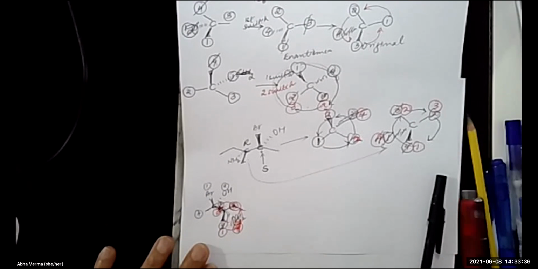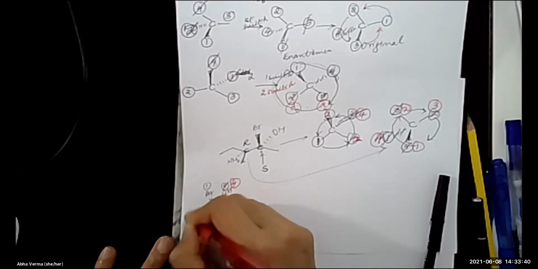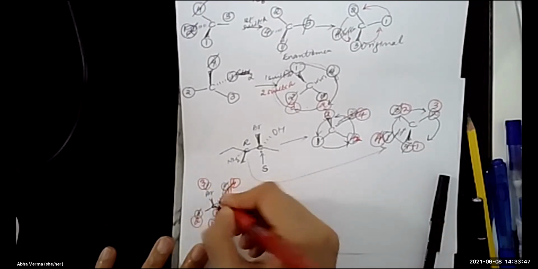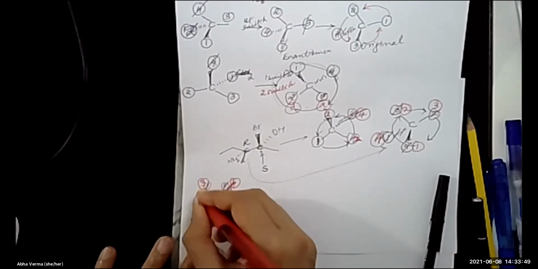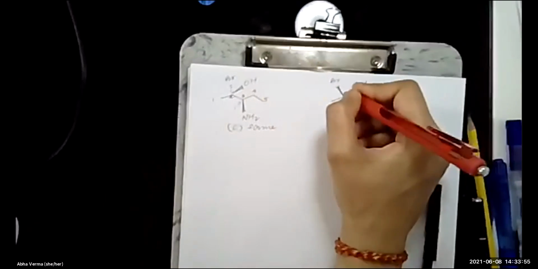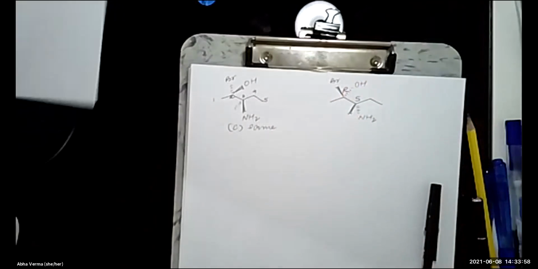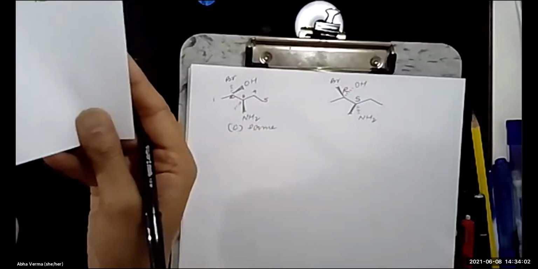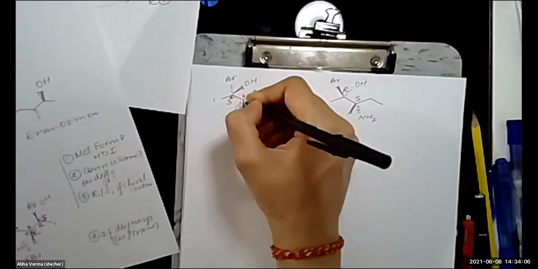Number 4 is not at the back. 4, 2, 1, 3. And so ignoring my number 4, 1 goes to 2, 2 goes to 3. I have a clockwise motion, so this will be an R. This is an R. So looking at our original molecule, remember this is an S and this is an R.